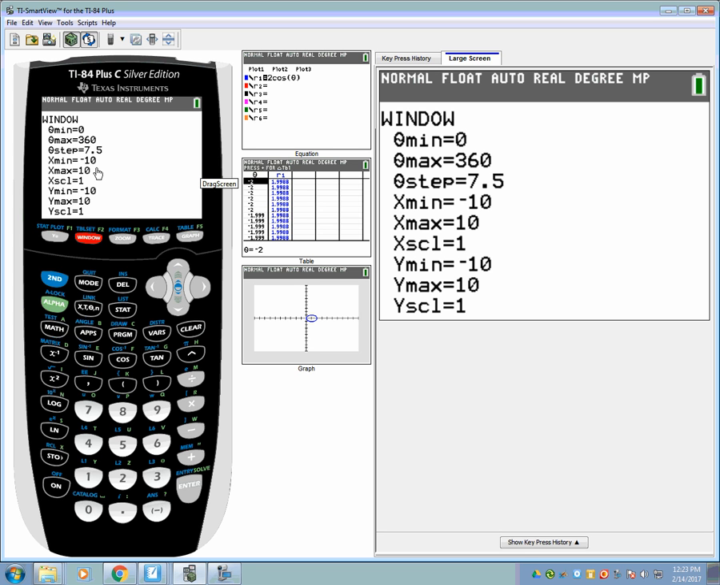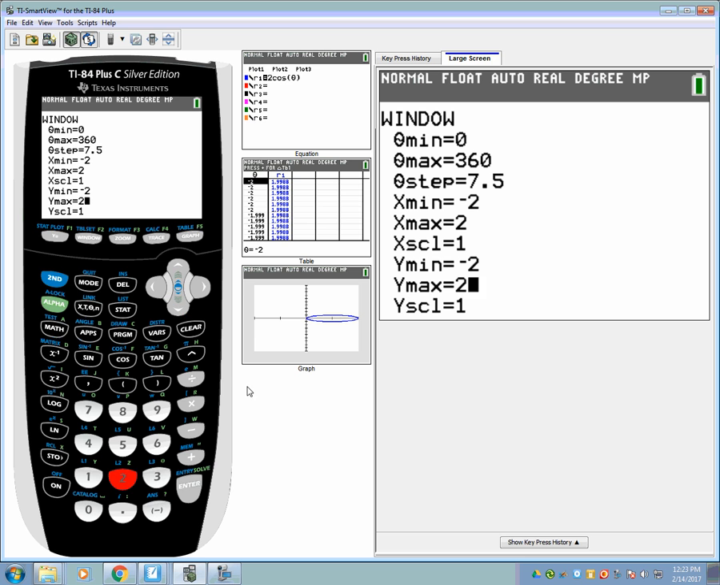The change in theta is 7.5 degrees at a time. If you want to, you can change your x min. This might help. Change your x min to -2, not 20, but -2, and change your x max to 2. Keep your scale at 1. Change your y min to -2, and your y max to 2.